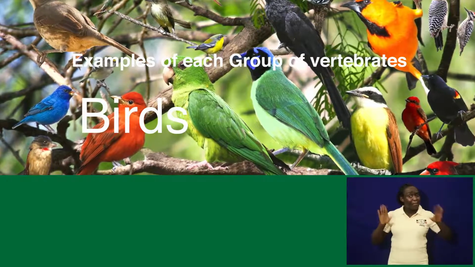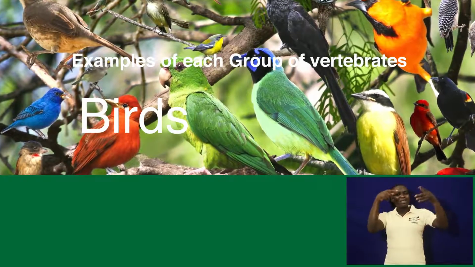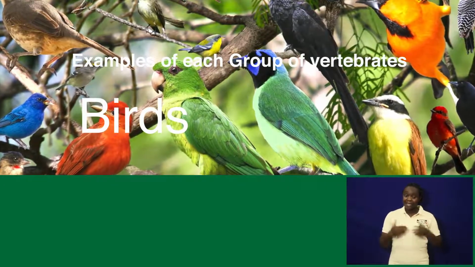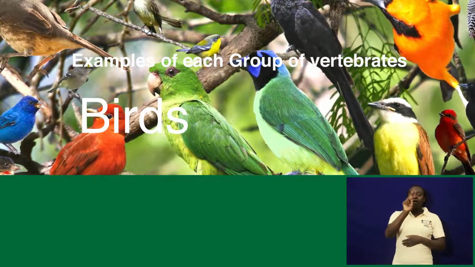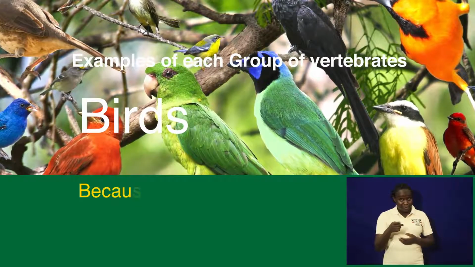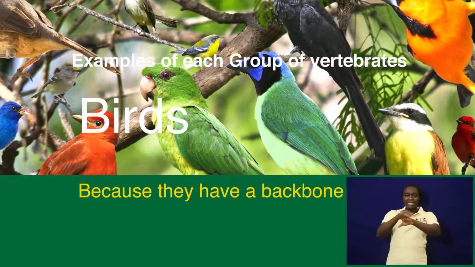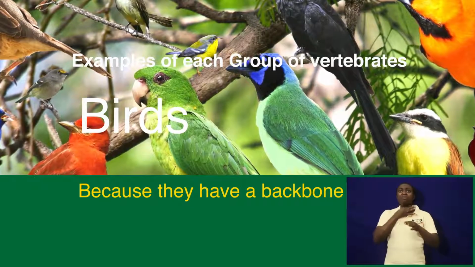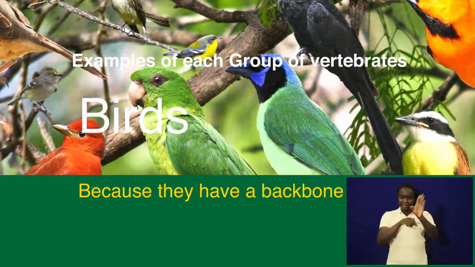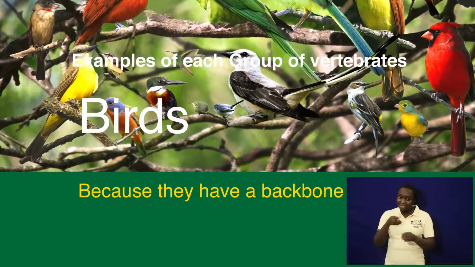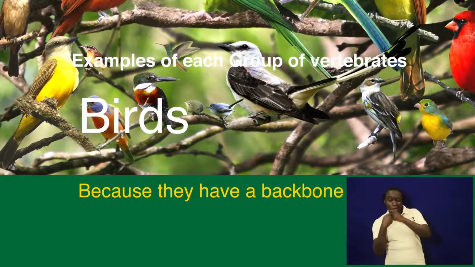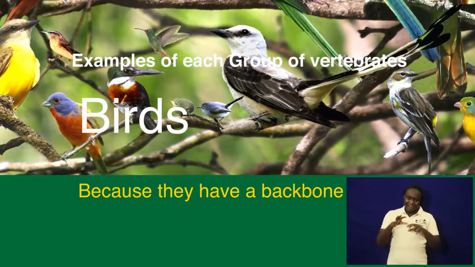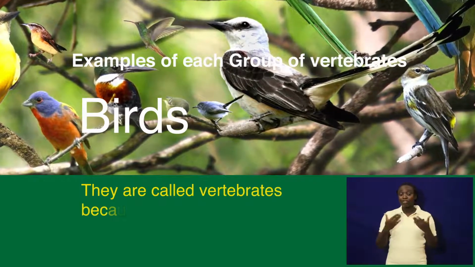Why do you think birds are grouped under the vertebrates? Remember, in science, a bird is an animal. Birds are grouped under vertebrates. Why do you think so? I think you have given the answer that it is because they have a backbone. The next time they slaughter a chicken at home, ask mom to give you that whole backbone, so that after feasting on it, you look at the backbone, the different bones that make the backbone. So they are called vertebrates because they have a backbone.